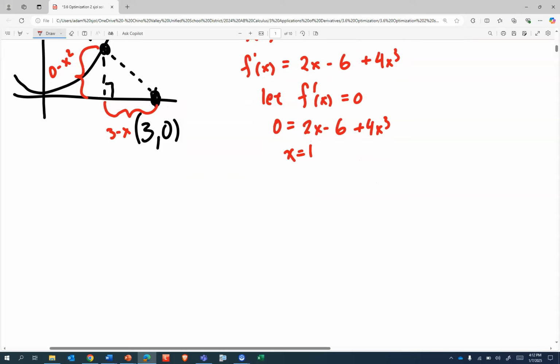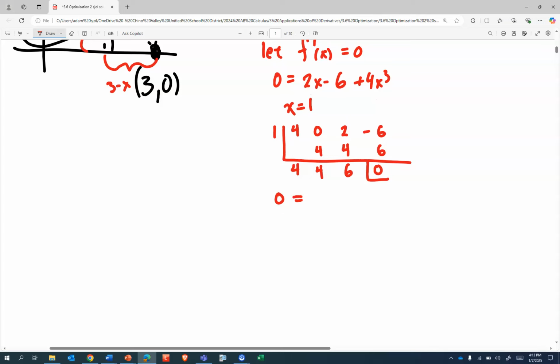But we might have another critical value. So what I'm going to do is take 4x cubed plus 0x squared plus 2x minus 6 and do some synthetic division. 0 plus 4 is 4. 1 times 4 is 4. 2 plus 4 is 6. 1 times 6 is 6. Negative 6 plus 6 is 0. So now we can see what's left over. Here's our x minus 1 factor, that's basically what we divided out, and we're left with 4x squared plus 4x plus 6.